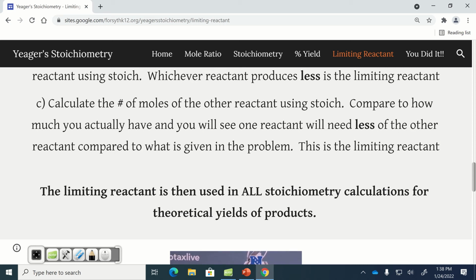Okay? In all cases, the limiting reactant is then used in all stoichiometry calculations for theoretical yields of products. So you might see a problem where I combine percent yield with limiting reactant. I give you the mass of both of the reactants and I say, what will the percent yield be for this product? I need to figure out which one will give me the true theoretical value based on which one is the limiting reactant.